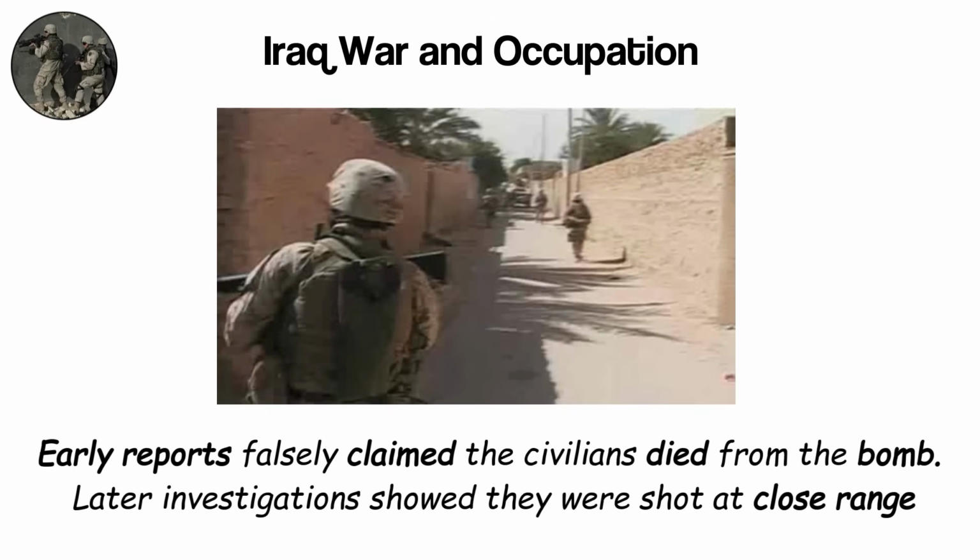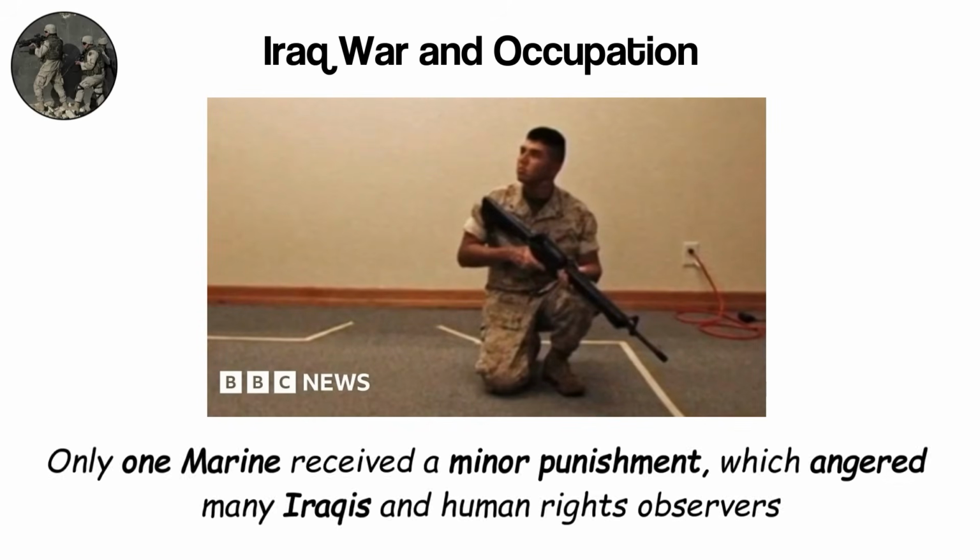Early reports falsely claimed the civilians died from the bomb. Later investigations showed they were shot at close range. Only one Marine received a minor punishment, which angered many Iraqis and human rights observers.